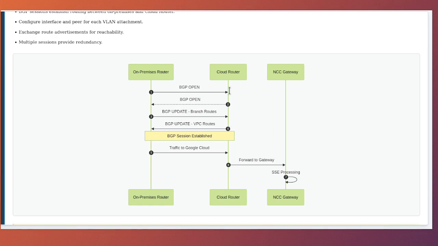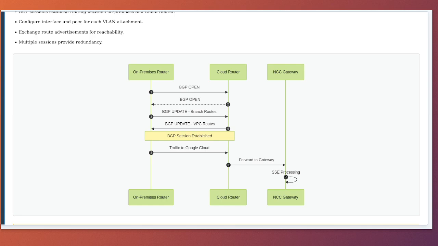For each VLAN attachment, you create an interface on the cloud router and then add a BGP peer configuration. The interface specifies the IP addressing for the cloud router side of the BGP session. The peer configuration includes your on-premises router's IP address and ASN. Important BGP configuration parameters include the peer ASN, which must match your on-premises router's ASN. The peer IP address is the on-premises router's interface IP on the VLAN. The advertised route priority affects path selection when you have multiple attachments.